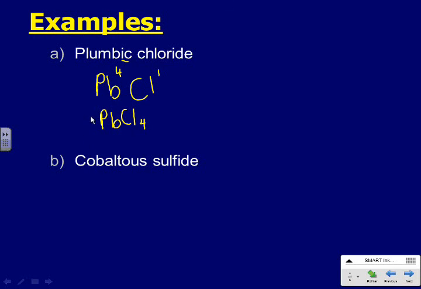All right? The next example is cobaltous sulfide. So Co and S. Again, if you check your periodic table for cobalt, its two possible oxidation states are 2 and 3. So us is the low one, us-O low. So this is 2 on the cobalt and 2 on the sulfur. And so when you cross those over, that is CoS.